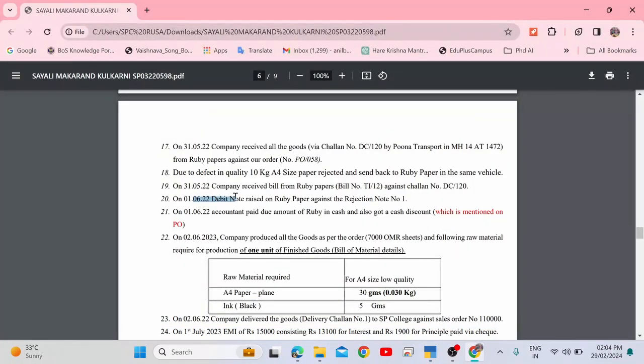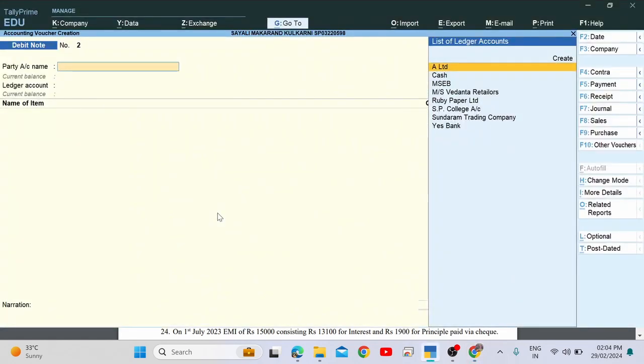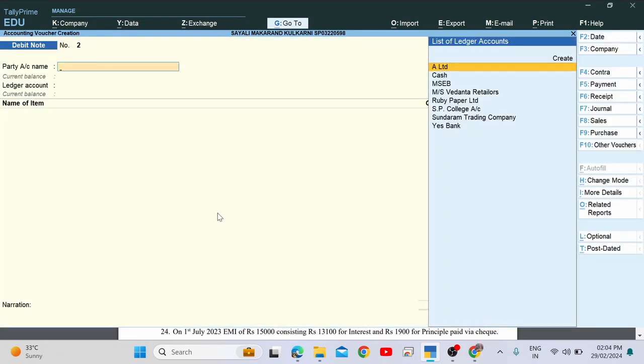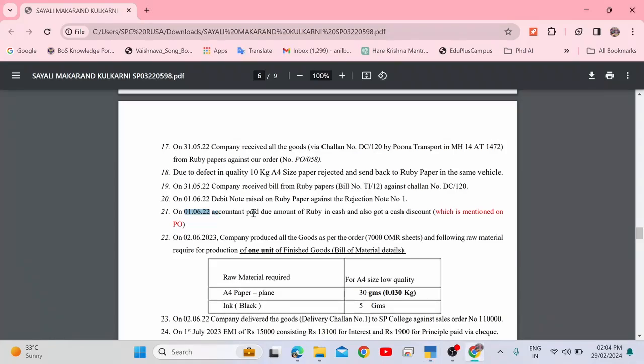Now after this debit note, on 1/6/22 the accountant paid the due amount of Ruby in cash and also got cash discount, which is already mentioned in the PO, correct? On 1/6, let's say on 1/6, I think so. We are already there in 1/6. If not, you can give the date information, and then the accountant paid.